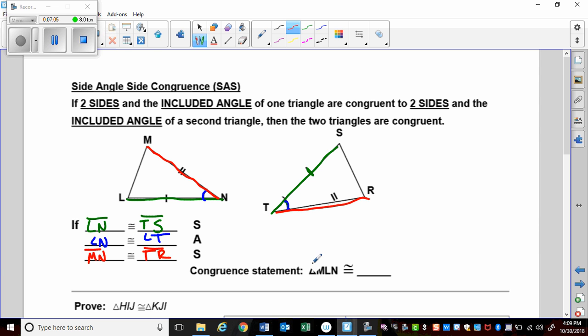My congruent statement, triangle MLN. They told me to start with M, which is between the red and the no mark. So the one between the red and the no mark is angle R, right? So triangle R. They told me to go to L. L is in between the green and the no mark. Between the green and the no mark is S. I'm going from R to S. My next one has to be T. It's the only one left.